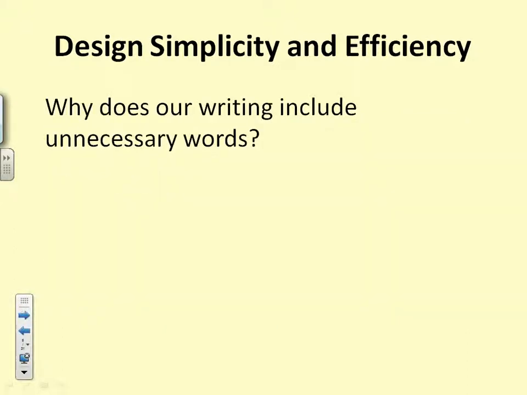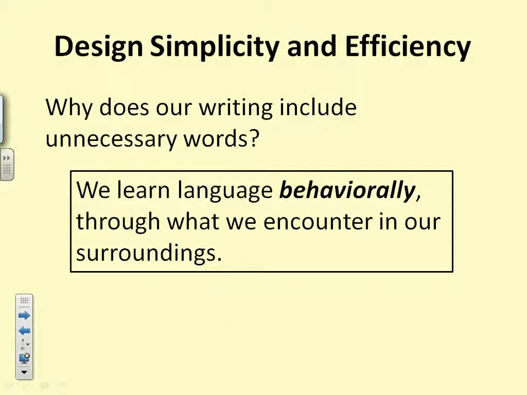So it's worth asking why our writing includes unnecessary words in the first place. Where do those come from? Why are they there? This has to do with how we learn language because, and these are general statements, obviously, this is going to vary for specific people, it's going to vary for cultures, generation gaps, and so forth. But primarily, we learn language behaviorally. We don't sit down and memorize words and sentence structures and so forth. We pick it up through what we encounter in our surroundings, and that's what I mean by behaviorally. As kids, we learn from the language that we hear around us, primarily from our parents and our family and friends and so forth, and that's how we develop language skills.